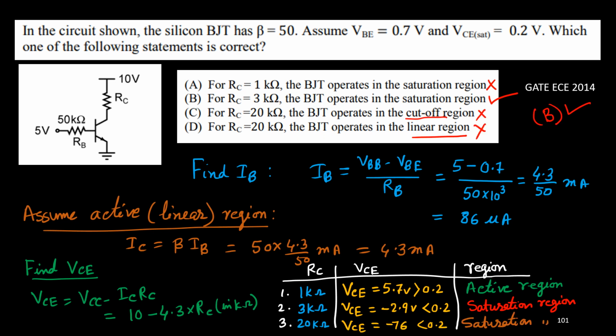For 20 kilo ohm, again VCE will become negative, minus 76, which is much more negative, less than 0.2 volt. So it is again the saturation region. So it cannot be in the linear region. So D is not correct, C is not correct, and as I said, A is also not correct, so only B is correct. I hope you have understood this problem.